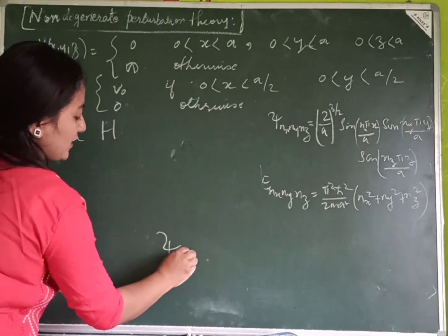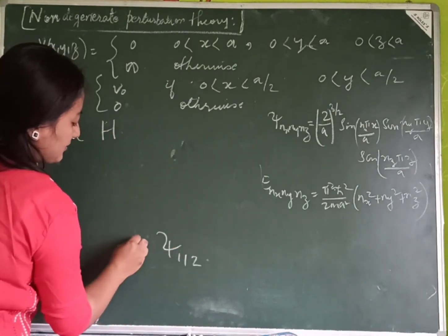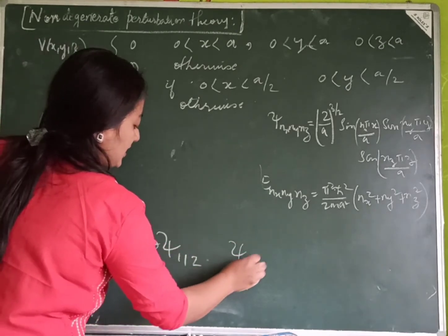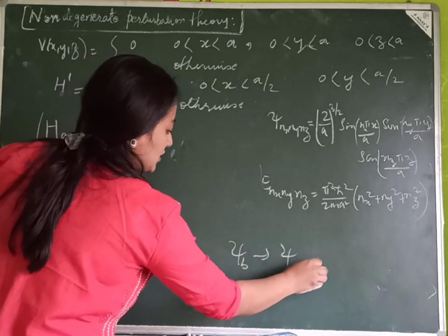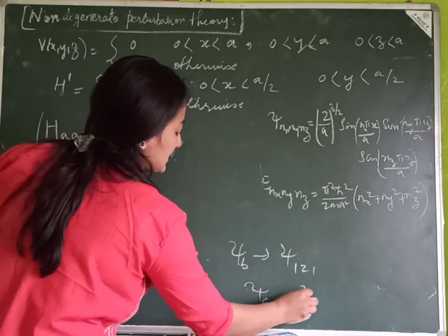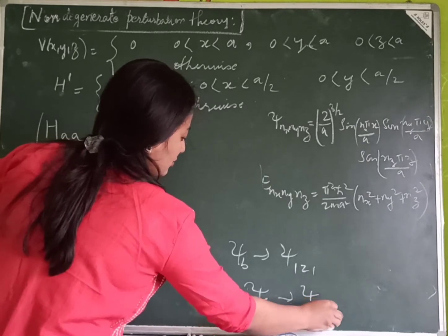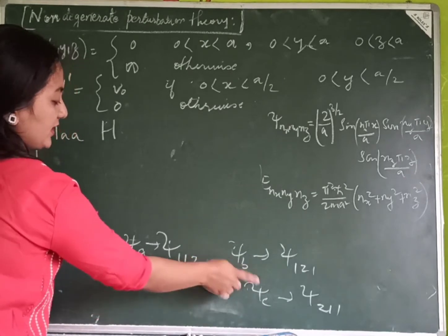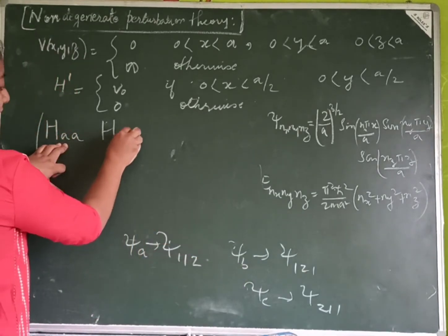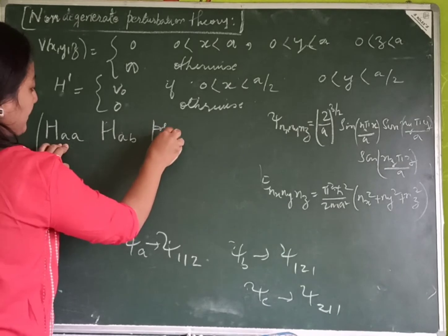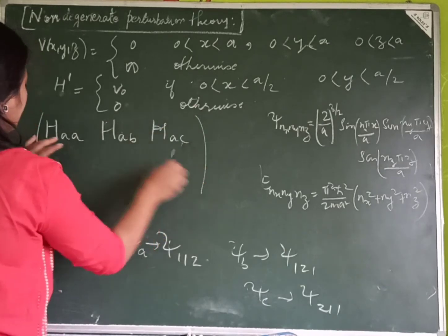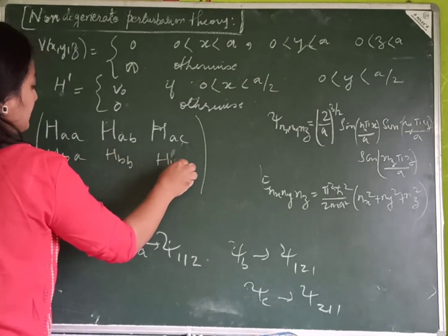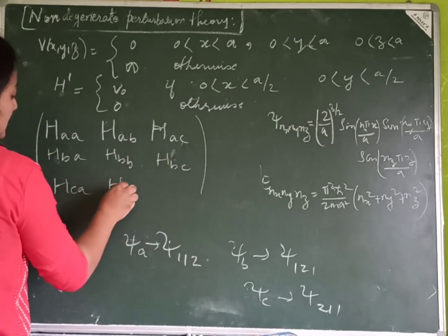So let my ψ112 be given by, say, ψA, and ψB be my ψ121, and ψC be my ψ211. So I have three different states. So I have my H_AA, H_AB, H_AC, H_BA, H_BB, H_BC, H_CA.